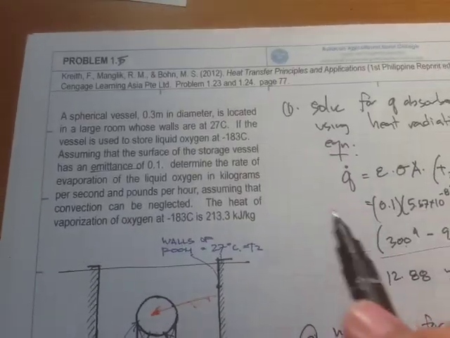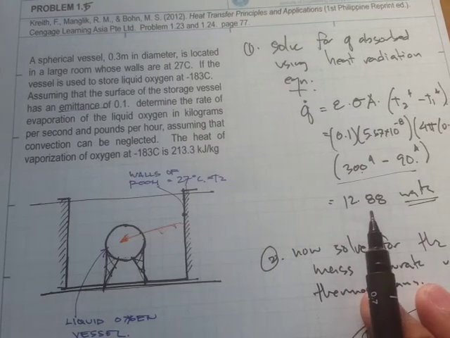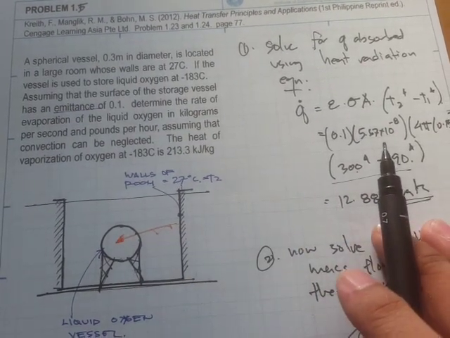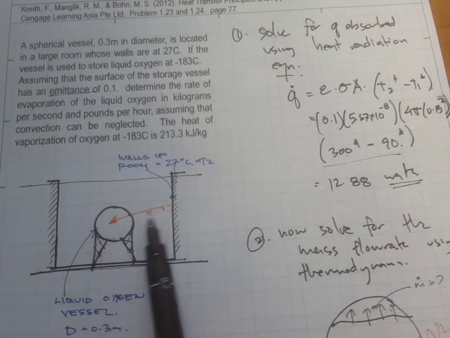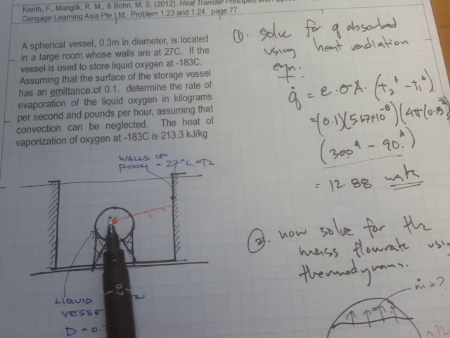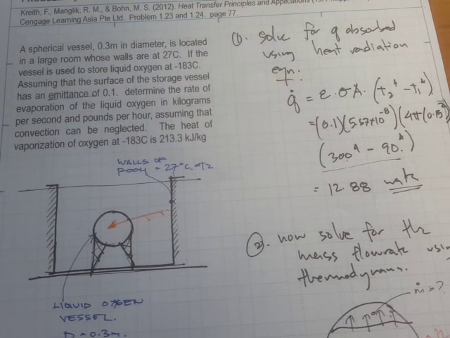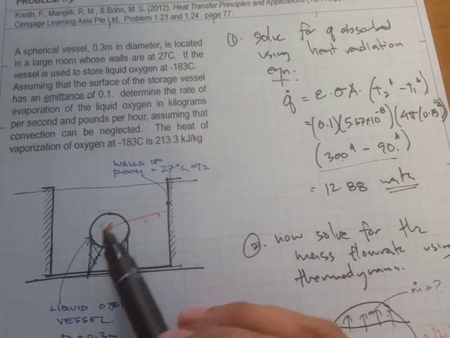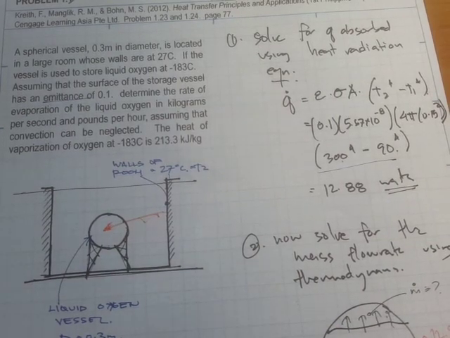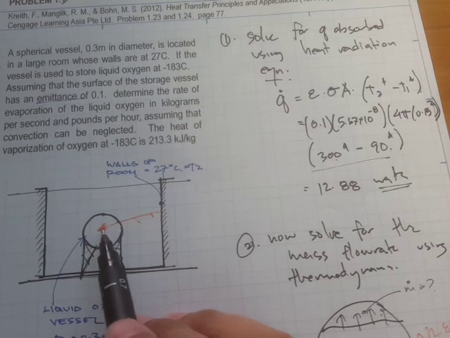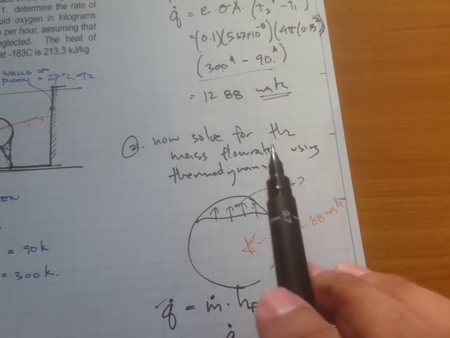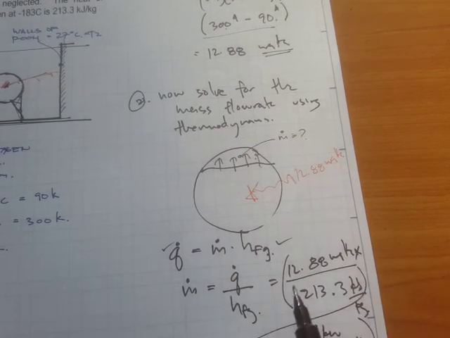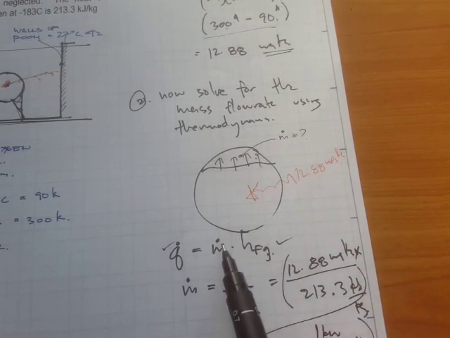Anyway, the summary of this is, if we recap what we did in the solution, because of this heat transfer by radiation, it causes the liquid inside the vessel to evaporate, and we are asked to find the rate of evaporation, the mass flow rate. First we solved for the radiation heat transfer using the basic radiation equation. After that, we applied the thermodynamics principles to solve for the mass flow rate.